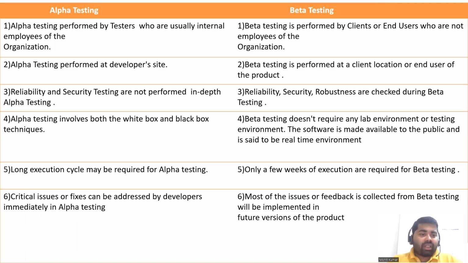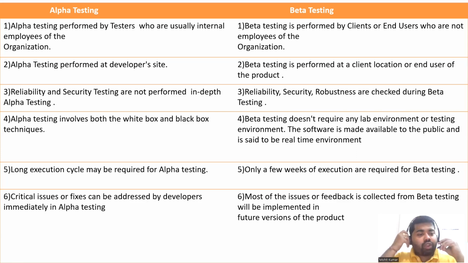So here we can test reliability, security. These testings are not performed in depth in alpha testing. These are things we are not doing in depth because we have already done a lot of testing. But here reliability, security, and robustness are checked during beta testing. Okay, so these are all the things we have to take care of as well.